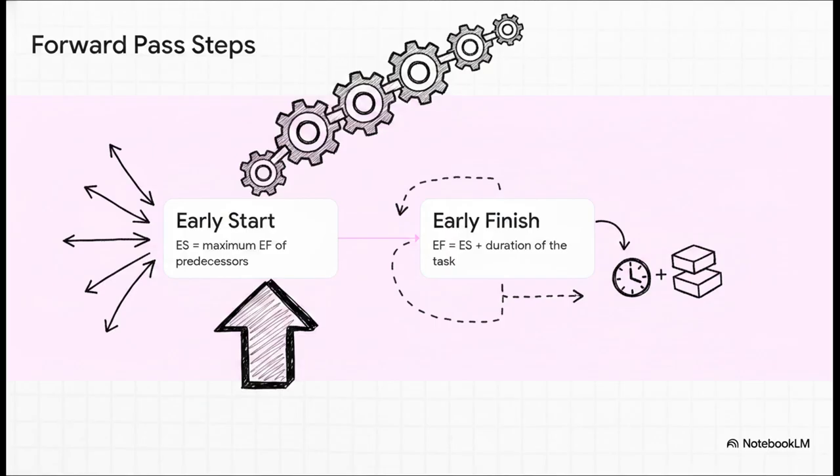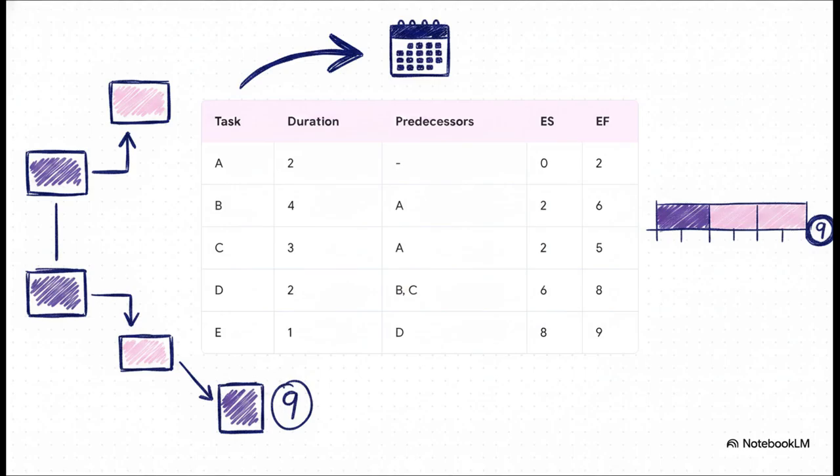Then, step 2, simply add your duration to find your early finish. So, let's actually apply those rules to tasks A through E and piece together this forward pass table, going row by row. It's like a giant puzzle. Task A starts at 0, takes 2 days, and finishes at 2. Easy. Task B depends on A, so it starts at 2, takes 4 days, and finishes at 6. Task C also depends on A, so it starts at 2, takes 3 days, finishes at 5.